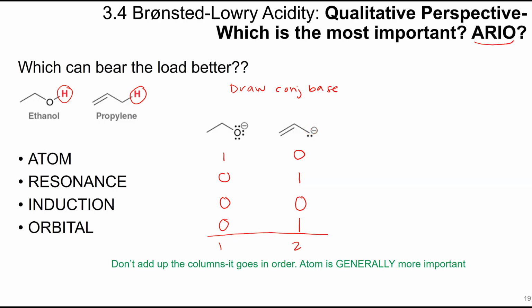But you don't want to add up the columns. The order of priority goes in order here. So we want to look at atom first. Atom is generally more important than the other factors. So the oxygen here is going to be better at carrying the negative charge, and we're just going to stop at the atom. If you look at the pKa's of ethanol, which is this structure here, that one is actually around 16. And the pKa of this hydrogen here on the sp3 carbon is 43. So this will be better at bearing the load for the negative charge because of the oxygen negative, and that has a lower pKa, so that one is more acidic.